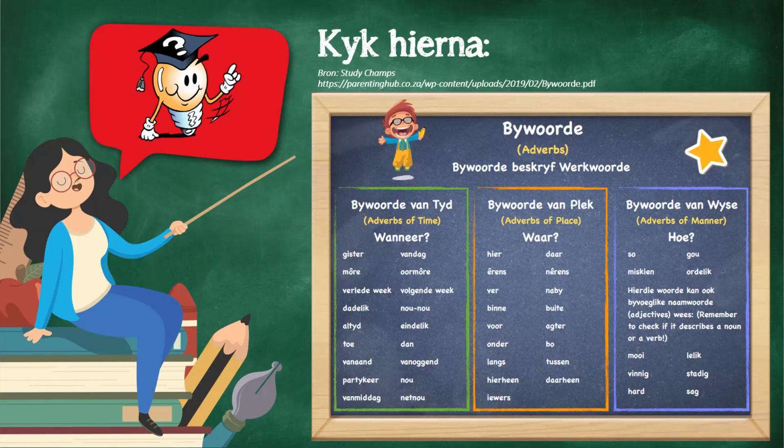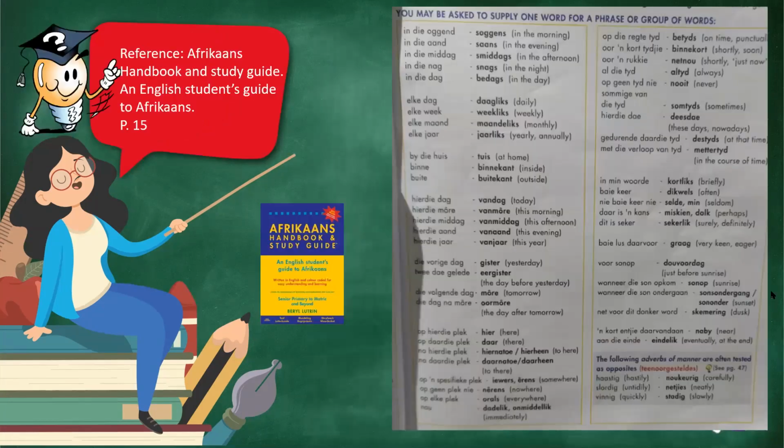Okay, let's go on. Right, guys, these are important for you to know. If you've got this book, Afrikaans Handbook and Study Guide, I think I forgot to put in the page number again. No, page 15. So if you've got this book, open it on page 15. If not, don't worry. That's why I've put the screenshot in for you here. Then you can quickly just work with me.